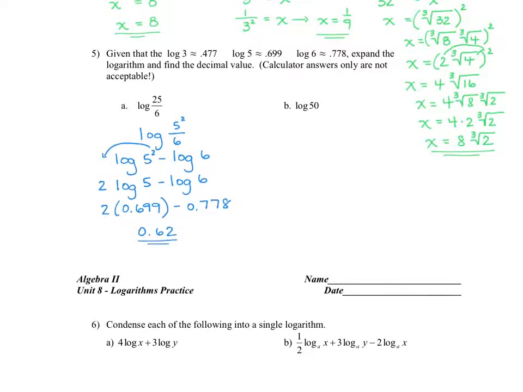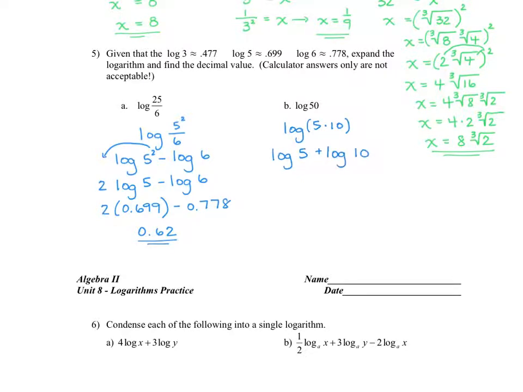For log 50, I can break that down into its factors of 5 times 10. And the rule for multiplication in the argument is I can separate it into 2 logs that are added together.